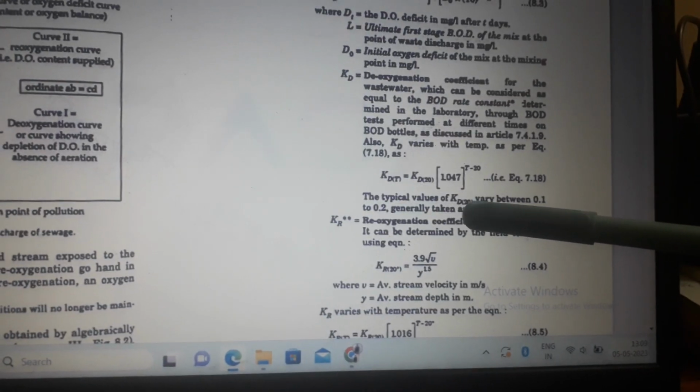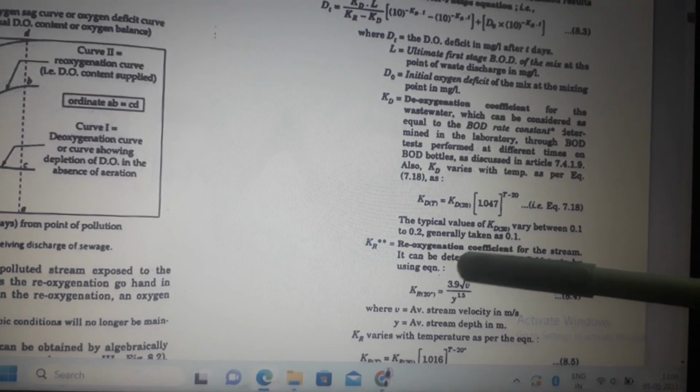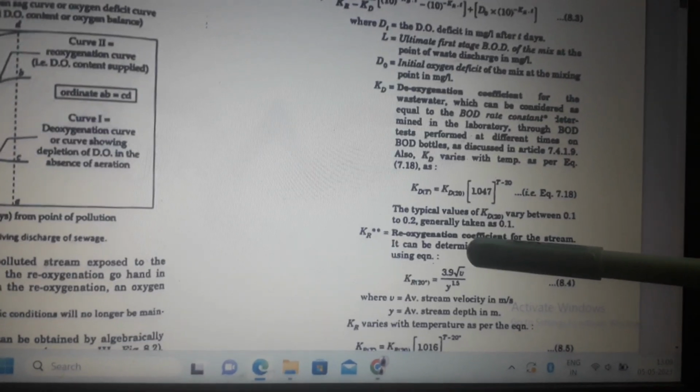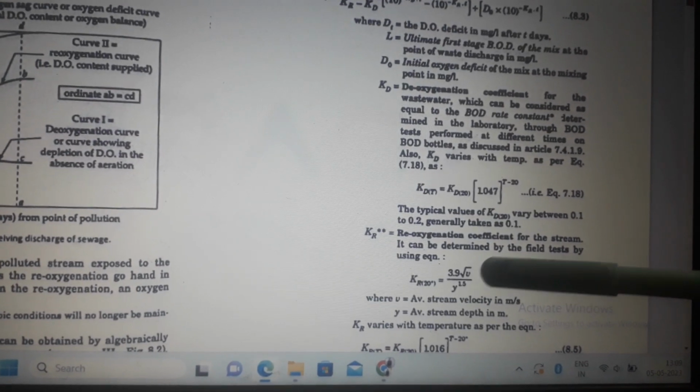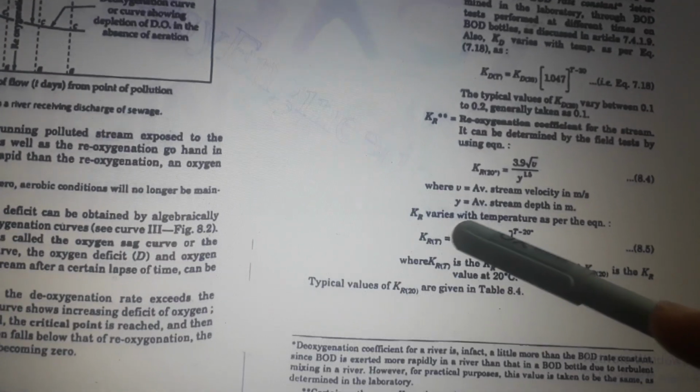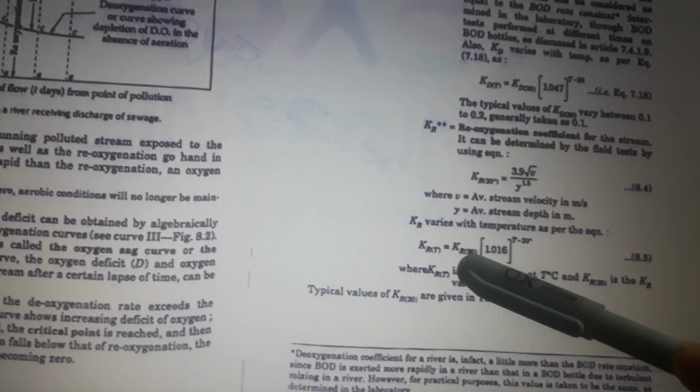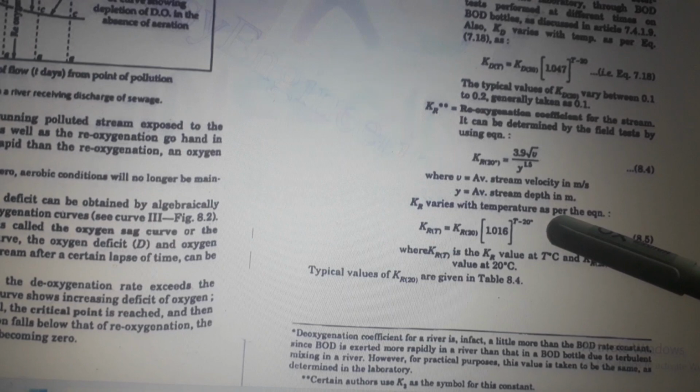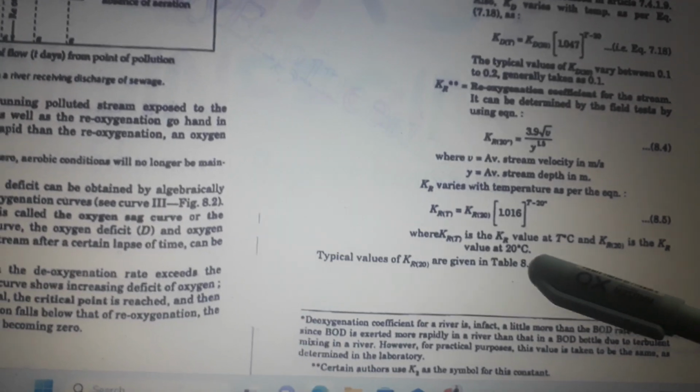Kr is equal to the reoxidation coefficient. For the stream, it can be determined by field test by using the equation Kr 20 is equal to 3.9 into root V over Y raised to power 1.5, where V is equal to average stream velocity in meter per second, Y is equal to average stream depth in meter. Kr varies with temperature as per the equation Kr T is equal to Kr 20 into 1.016 raised to power temperature minus 20, where Kr T is the Kr value at T degree Celsius and Kr 20 is the Kr value at 20 degrees Celsius.